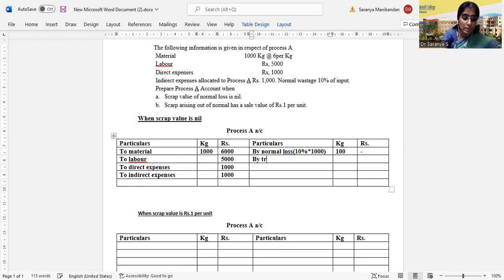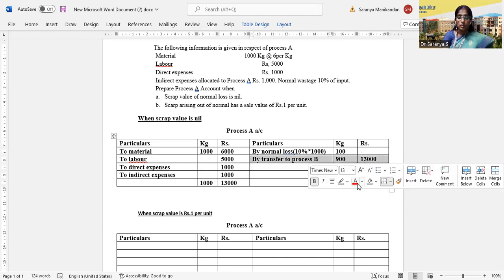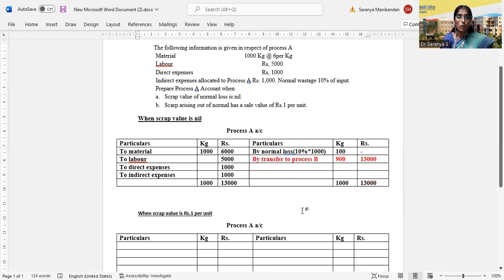So what will be the output here? That will be transferred to the next process, which is process B account. When you balance it, 6 plus 5 plus 1 plus 1 is 13,000. When we balance it, the balancing figure will be 1000 minus 100, which is 900 kg, and the rupees will be 13,000. This is the output of process A, and it will be transferred to the next process, for example process B. So we write by transfer to process B.